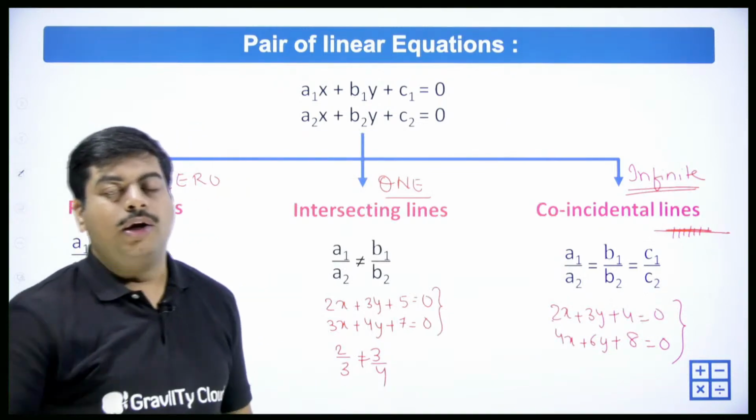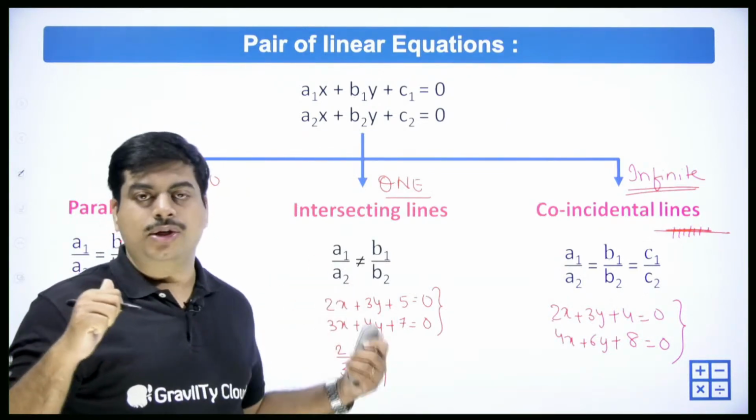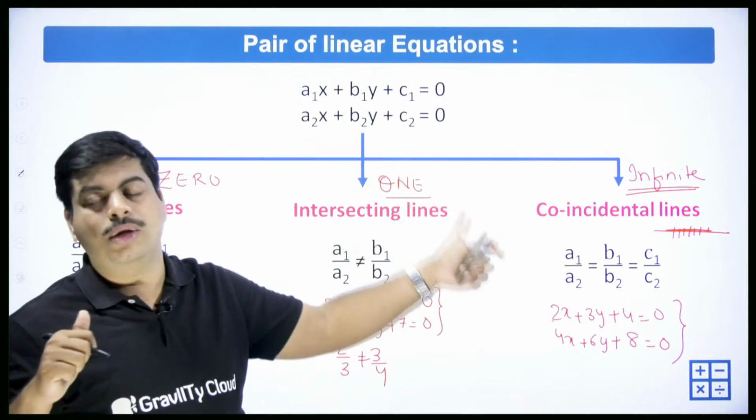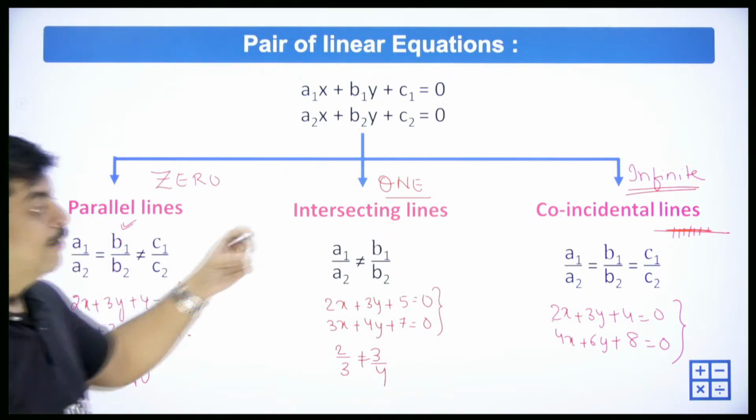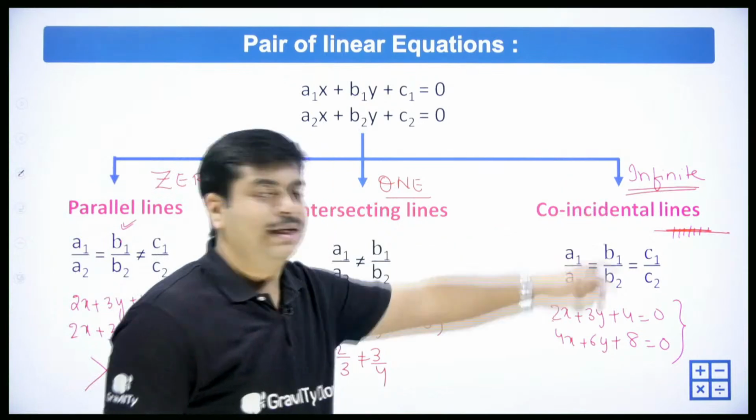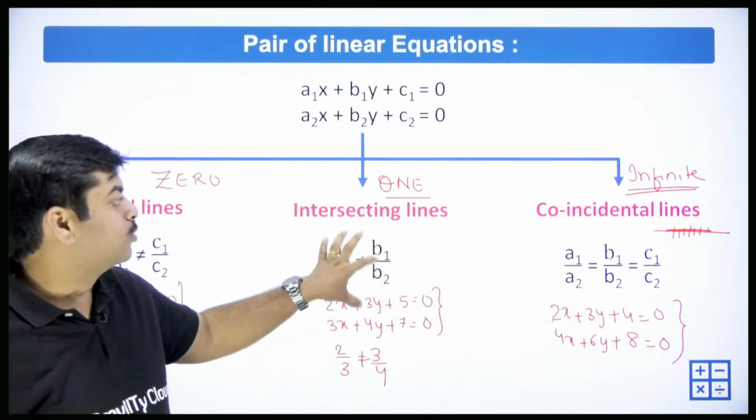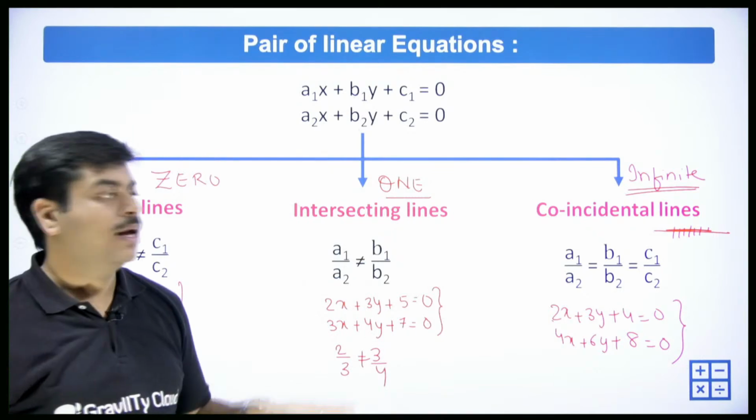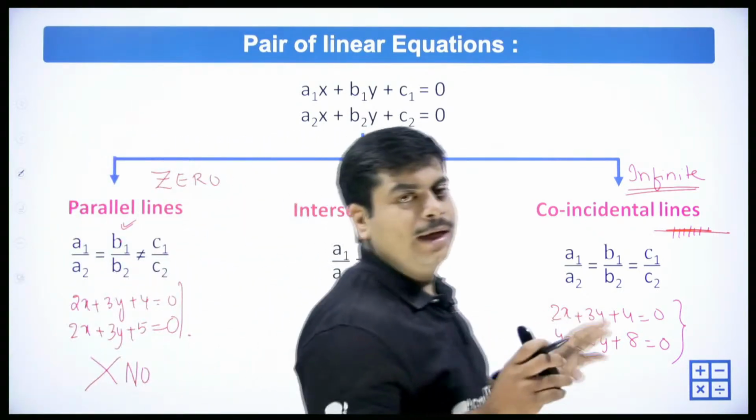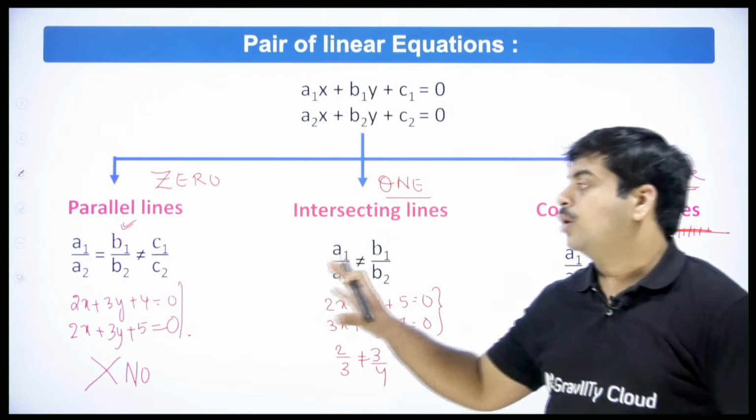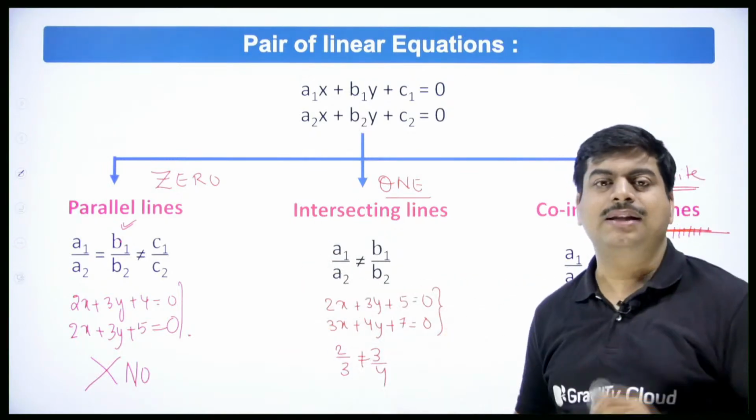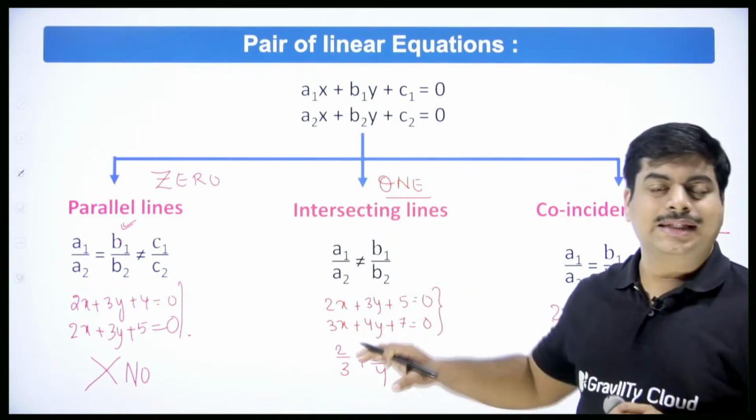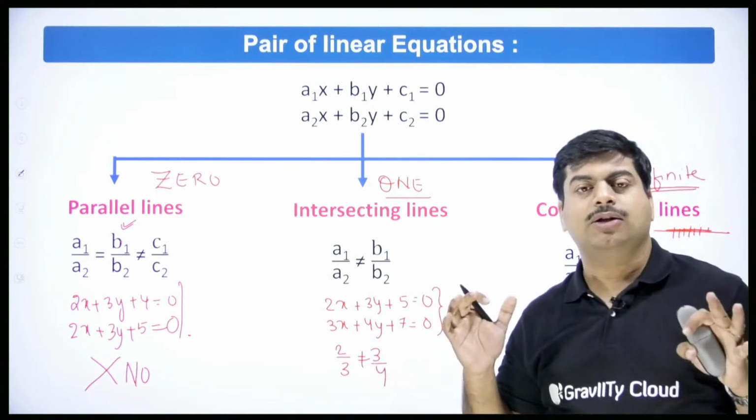Understand? No solution, parallel lines. One solution, intersecting lines. Infinitely many, coincident. And what are the conditions? A1 by A2 is equal to B1 by B2 is not equal to C1 by C2 for parallel. If it is equal to C1 by C2 as well, it is coincident lines. And if the very first two are not equal, we say they are intersecting lines. This is a very important derivation, because without plotting the graph, we can directly say whether these lines are parallel with no solution, intersecting with one solution, or coincident with infinitely many solutions.